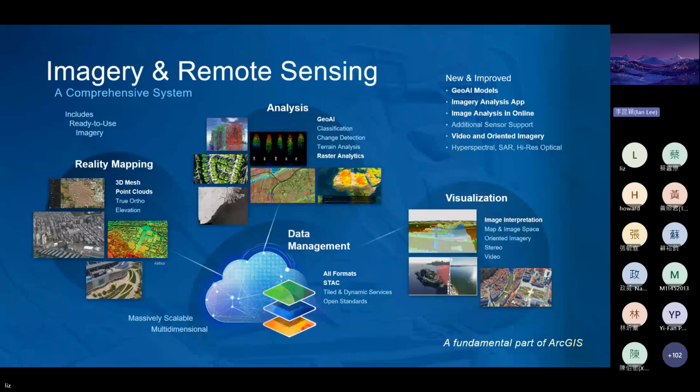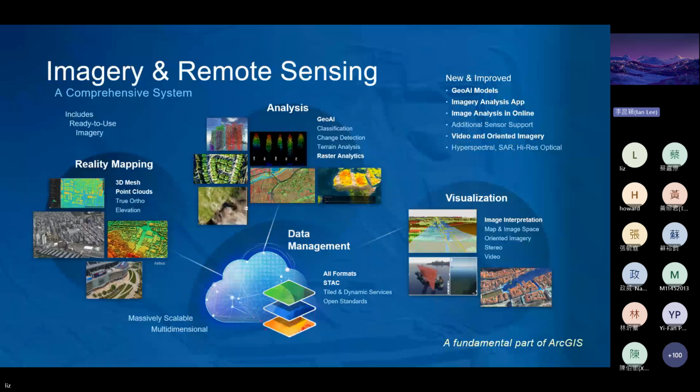And ArcGIS now is a complete and comprehensive imagery and remote sensing system. This imagery and remote sensing stands on 4 fundamental pillars: data management to ensure that your imagery is shared with those who need it, reality mapping for capturing and creating 3D foundational content coming from your drones, satellite, and aerial images, analysis for turning your imagery into actionable insights, and visualization for making your imagery easier to understand.